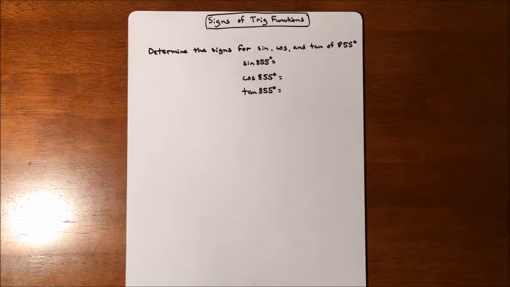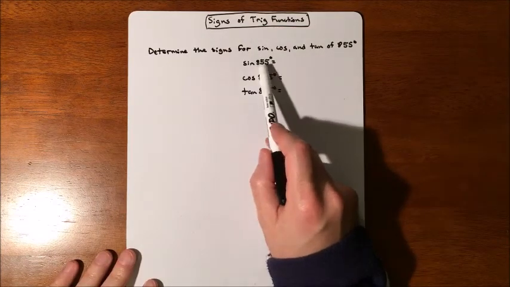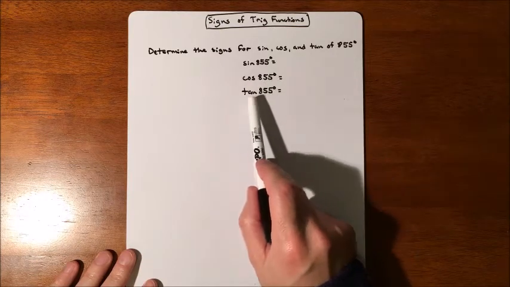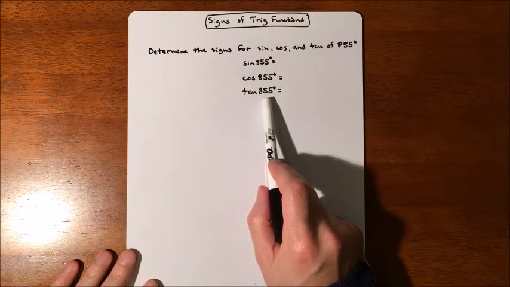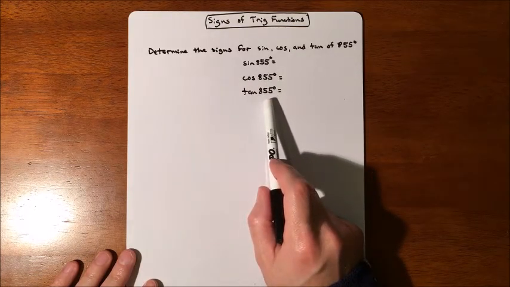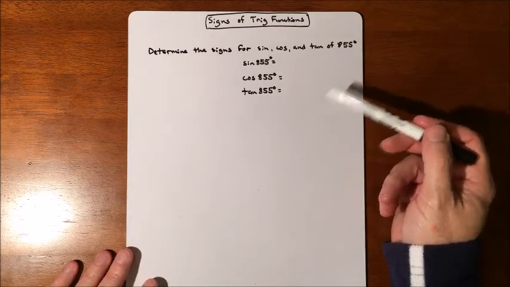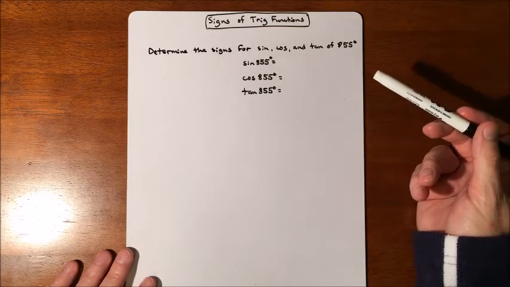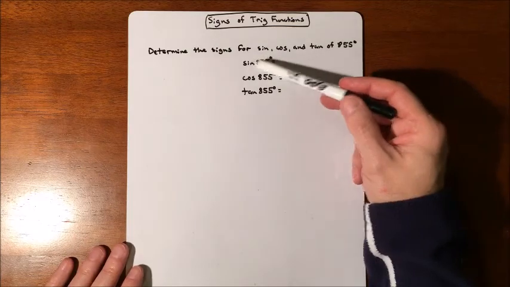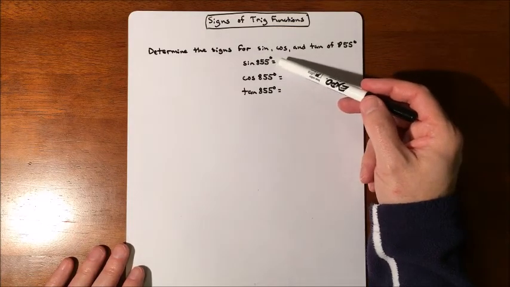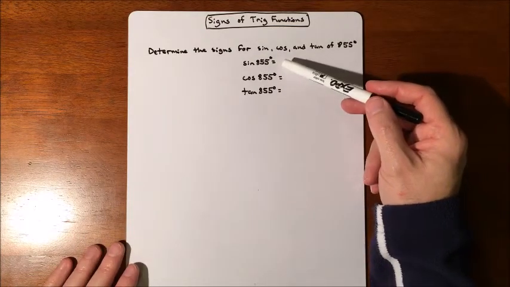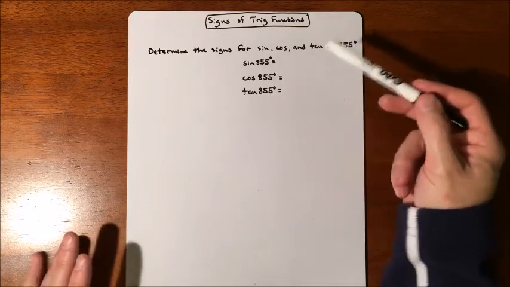So in this lesson, we're going to talk about signs of trig functions. We want to know what the signs for sine of 885, cosine of 885, and tangent of 885 are. This would be really straightforward if we could use a calculator. We would just plug this into a calculator, see if it's positive or negative, and there you go. But the idea is not to do that.